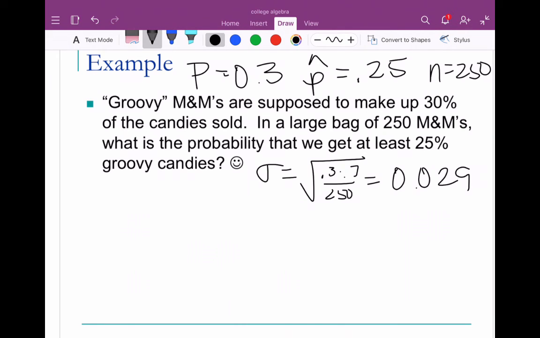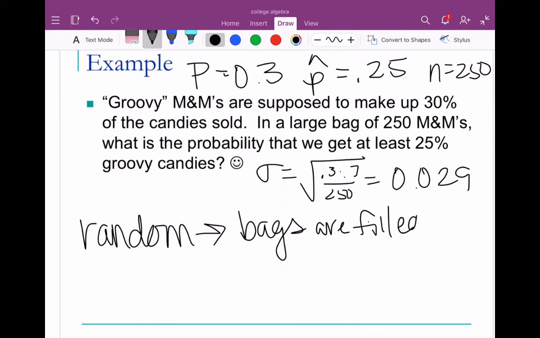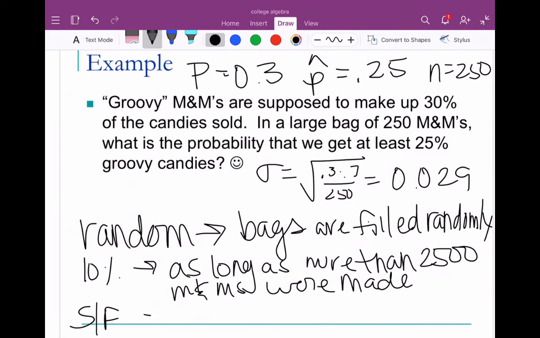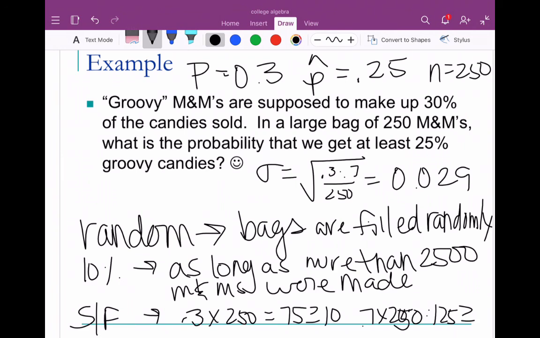Now, again, before I go any further with this, I need to make sure that it is okay to use the normal model here. So I need to check my conditions. That it's random, and in this particular case, they don't tell us that the bags are randomly filled, but we're going to have to assume that the bags are filled randomly. Then we have our 10%. As long as more than 2,500 M&Ms were made, we're good there. And then our success-fail. 0.3 times 250 is equal to 75, which is greater than or equal to 10. And 0.7 times 250 is equal to 125, which is greater than or equal to 10. So since all three of these conditions are met, then we can go ahead with the problem.